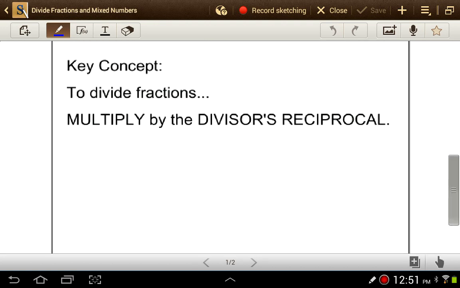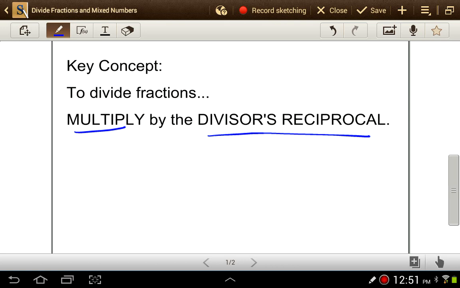Alright, our key concept today, just one thing, is a reminder of what I talked about yesterday. To divide fractions, you need to multiply by the divisor's reciprocal. Remember, to divide fractions, we change our division to multiplication, and then we take the reciprocal, which is when you switch the numerator and the denominator of the divisor. Remember, the divisor is the second number in the division problem, the one that you're dividing by.